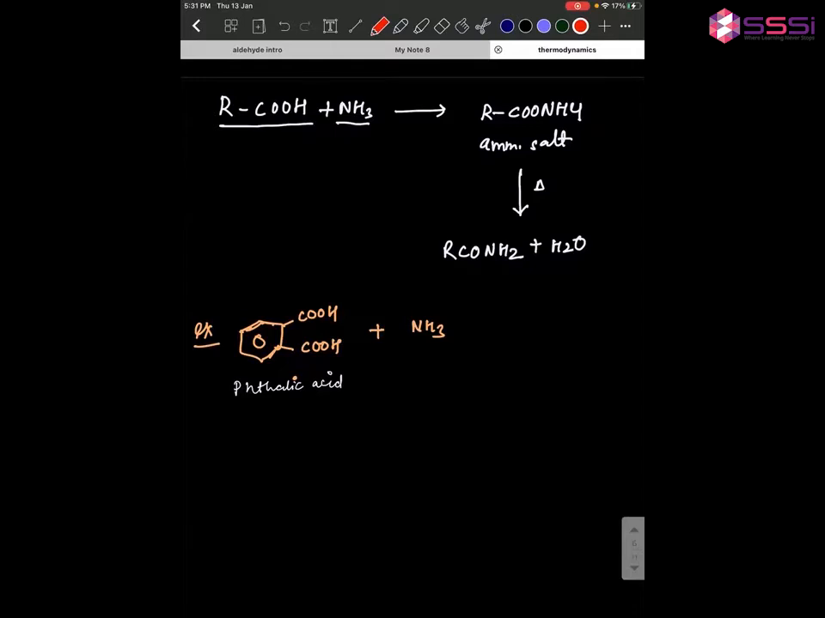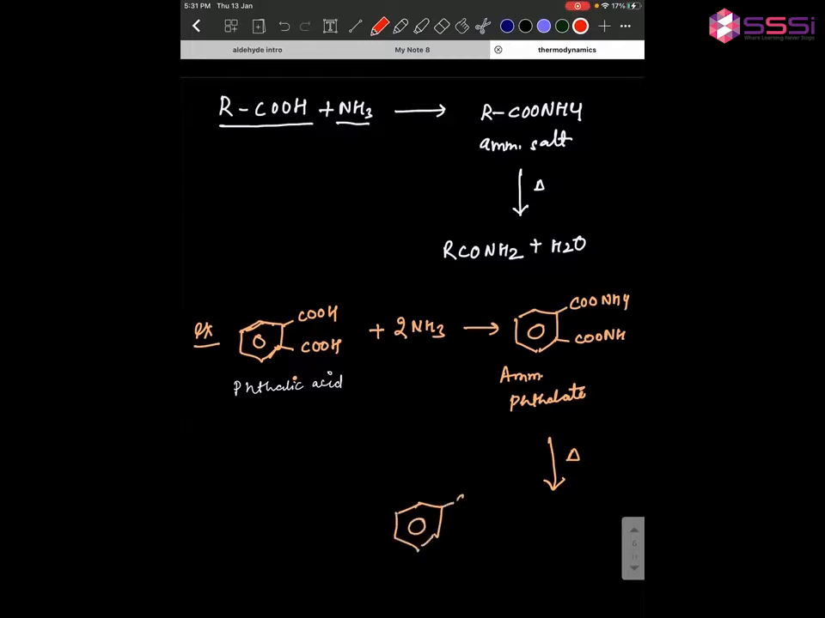Now this phthalic acid, we are reacting with two molecules of ammonia. What will we get out of these carboxylic acid groups? We will get ammonium salts. This is ammonium phthalate. Now, if we heat this, what do we get? We will get amides.